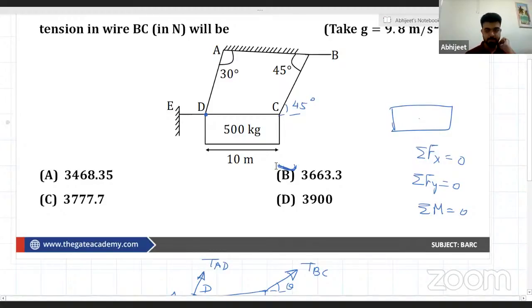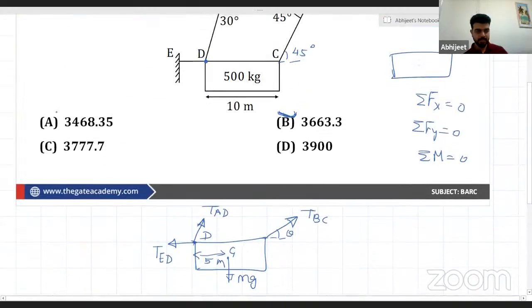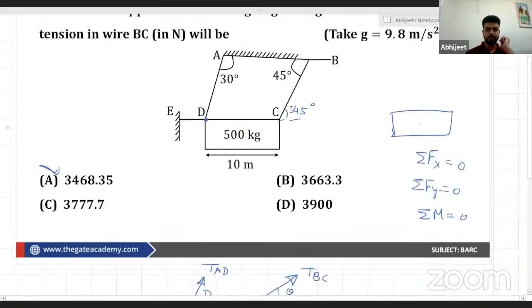Okay, is it clear, everyone? So the answer is B, that is 3464. 3464 is the answer, guys. One second. 4.82, right? Something like this. 3464.82, something like this. So I think A is the correct answer, not this B. Okay, so this is the correct answer.